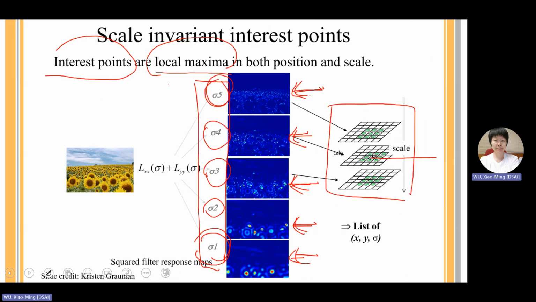So the idea is to examine 3 response maps, and if the current pixel is larger than its 8 neighboring pixels, and it's also larger than the 9 pixels above it and the 9 pixels below it. When I say pixel, I mean the response map.